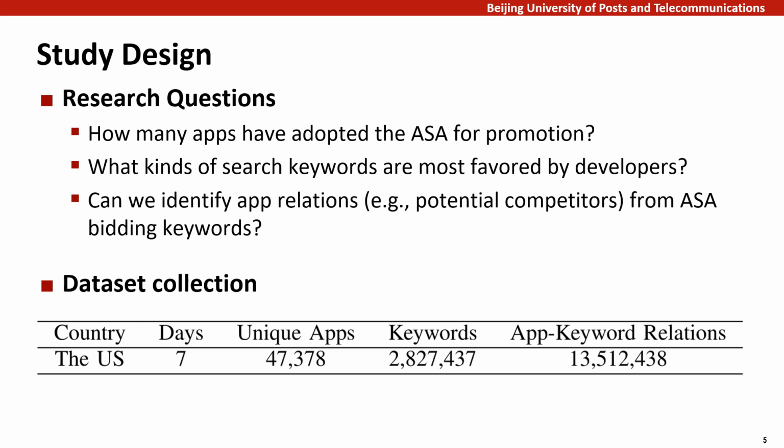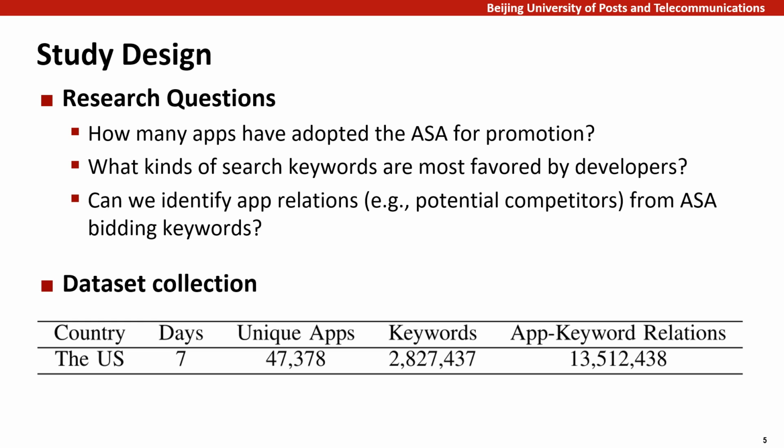Question 3. Can we identify app relations, like potential competitors, from ASA bidding keywords? The bidding keywords can reflect the intended users of the corresponding apps. So we want to further investigate the app relations based on the bidding keywords. In response to these three questions, our research is divided into three parts, which are adoption of ASA, categorizing the ASA keywords, and app keywords relation analysis. I will introduce them in the following chapters.